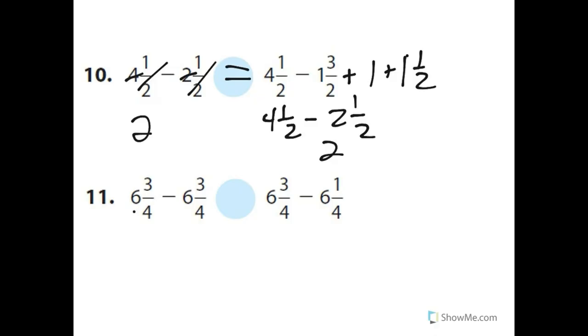Alright, so 6 minus 6 is 0. 3/4 minus 3/4 is 0. So basically 0. 6 minus 6 is 0. 3 minus 1 is 2 over 4. So 2/4 is greater. So 0 is less than 2/4.